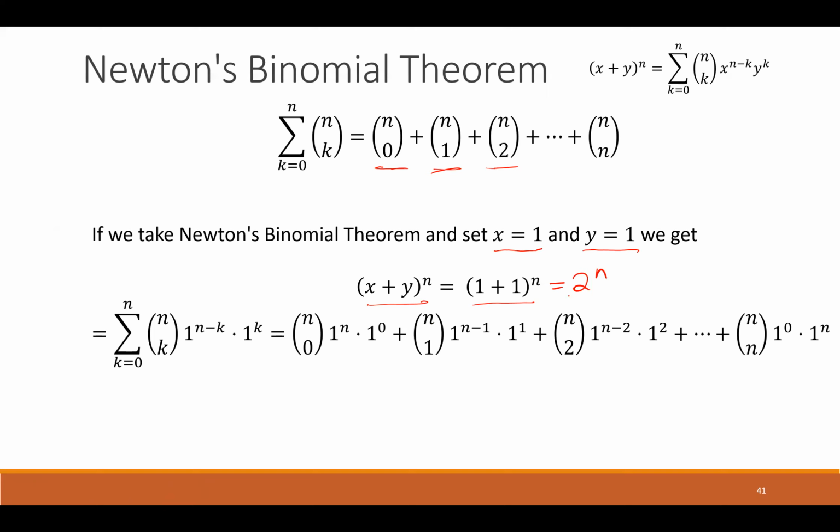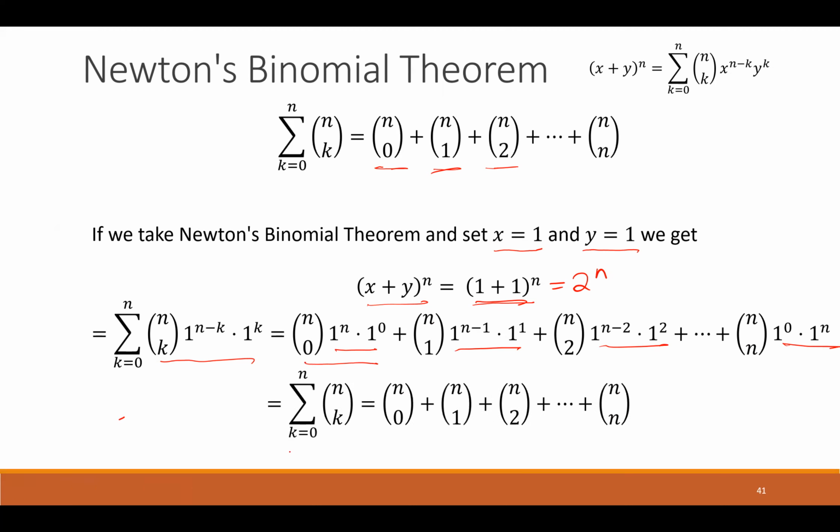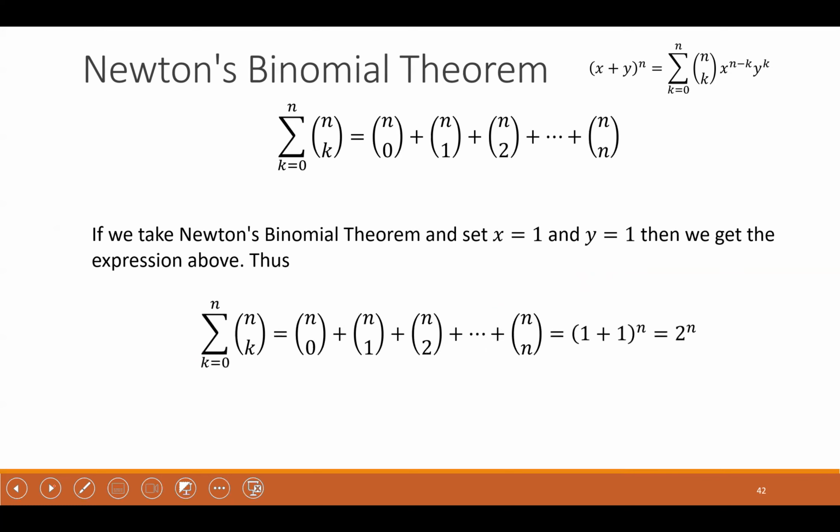And if I use Newton's binomial theorem and I plug 1 in for x and 1 in for y, then I get n choose k times 1 to the n minus k times 1 to the k. Each of these is, of course, just equal to 1. 1 raised to any power is equal to 1. So this is equal to this original expression. So all of this is equal to 2 to the power n, right? Yeah, okay. So that's fine.